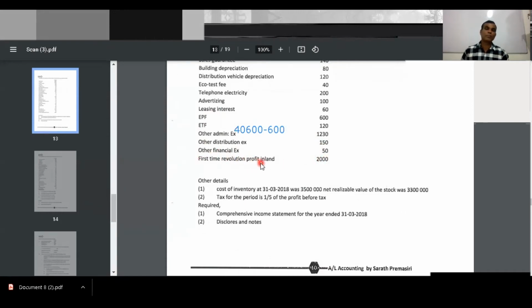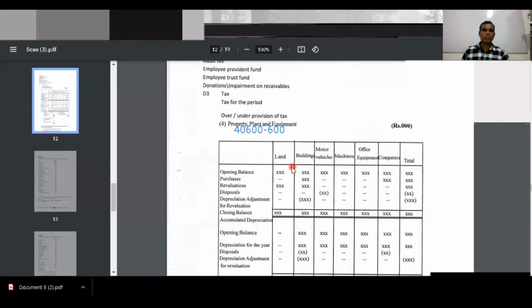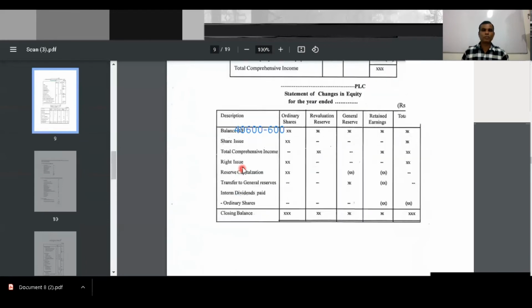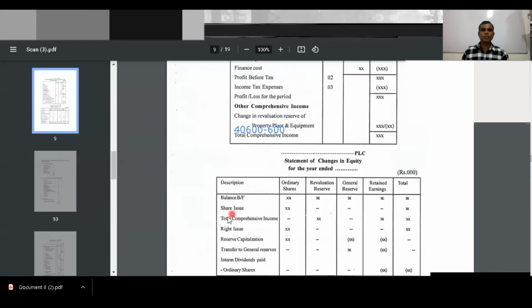First time revaluation profit on land, it should be on land. Now that 2000 should be recorded here. Here you see revaluation surplus on land, under other comprehensive income.